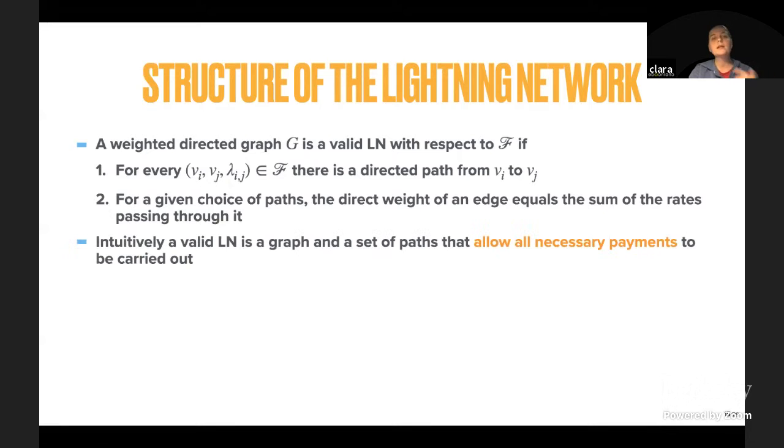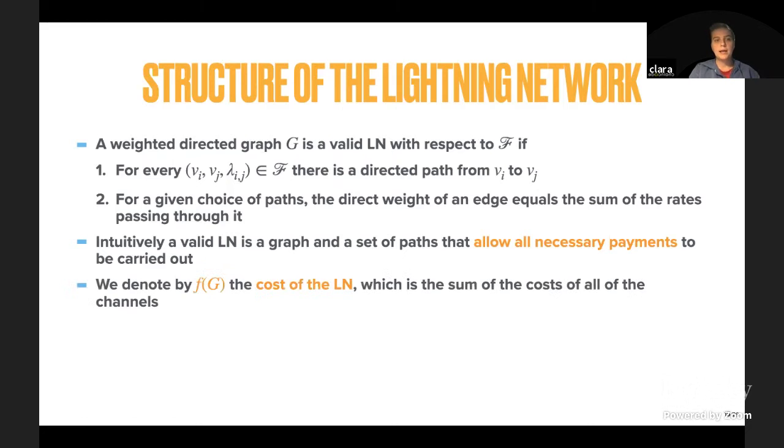Intuitively speaking, the Lightning Network is going to be a graph that's going to allow all necessary payments, and the weights of the edges, or the sizes of the channels, are going to be optimized to the payments that are expected to flow through them. And we're going to denote by f of G the cost of the Lightning Network, and that's just going to be the sum over all of the channels.